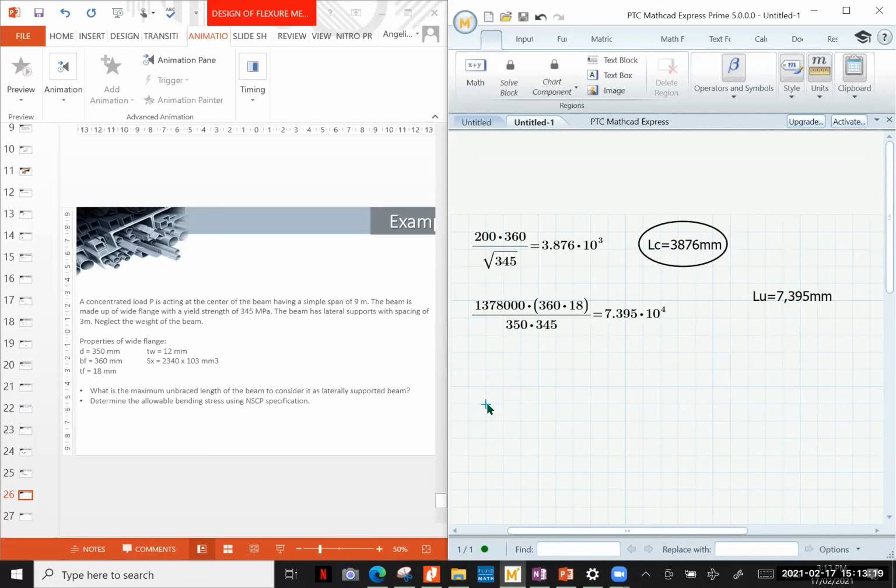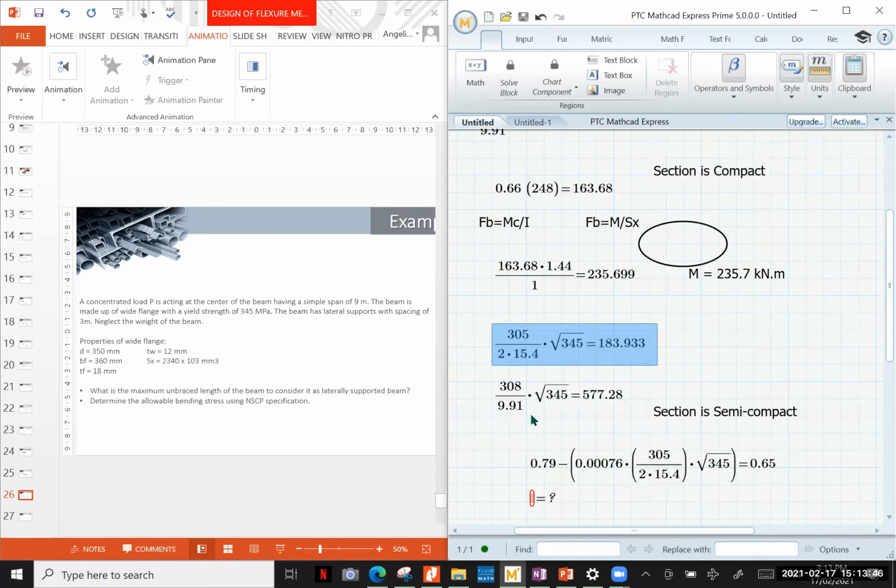So, to solve, di ba? Kapag laterally supported, BF over 2TF, ang BF natin is 360. Ang 2TF, TF natin is 18. Ang Fy natin is 345. Equals 185.742. So, this is greater than 170, di ba? So, semi-compact to.